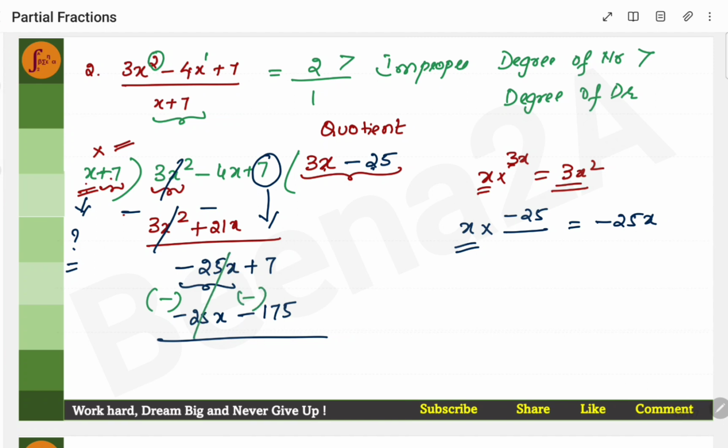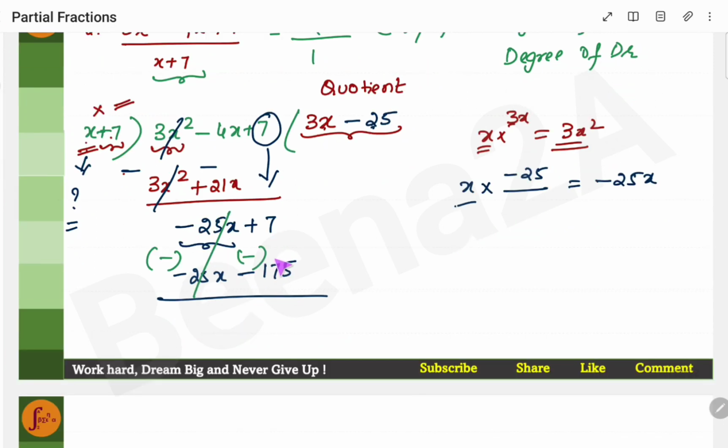This will get cancelled. Minus into minus is plus. So 7 plus 175 is 182. It will be plus 182. So the final answer would be quotient plus remainder by divisor.